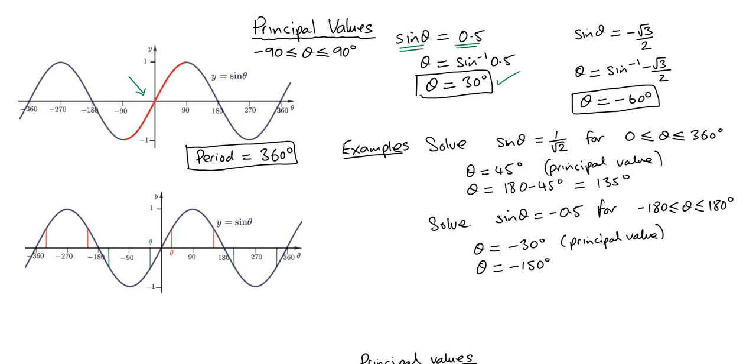And if I put sine theta equals minus root 3 over 2 in my calculator, it'll give me an angle of minus 60. Okay, and you'll notice both these values, 30 and minus 60, are within the red area. That's the range of values for the principal values and what your calculator will give you.